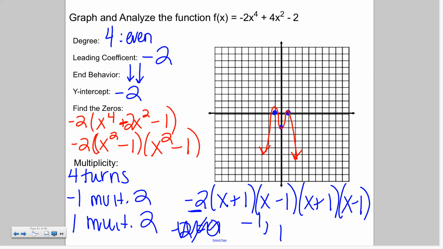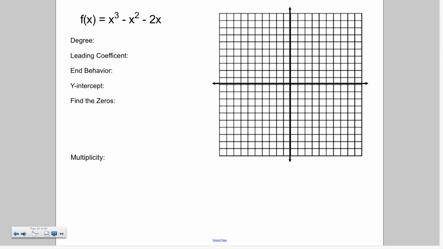All right, we've got one more example. If you want to pause it and try this last one, go ahead and pause. All right, my degree, my highest exponent, is 3. My leading coefficient is 1. My end behavior, because it's odd, means I'm going to have different directions. My leading coefficient is positive, so I'm going to start low and end high. For my y-intercept, when I plug zeros in for all that stuff, I'm left with nothing, so my y-intercept is 0.